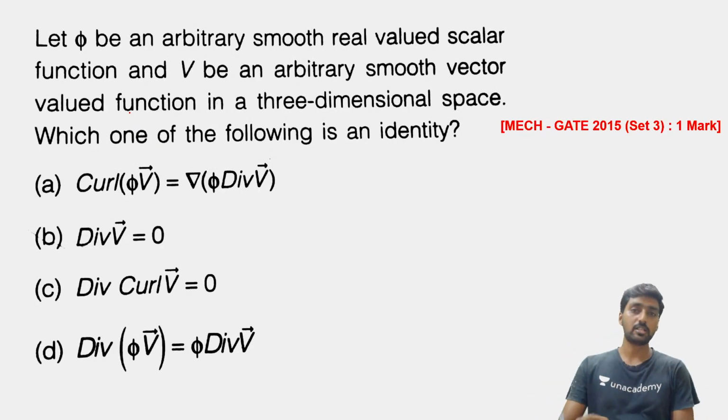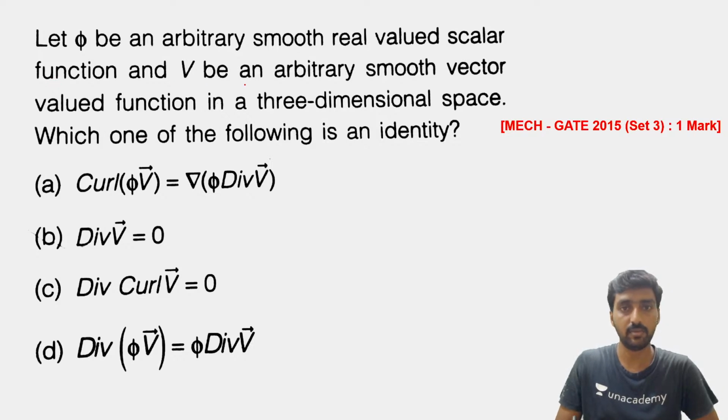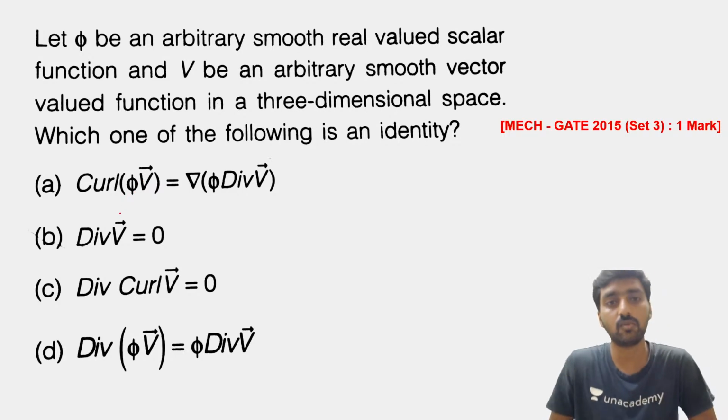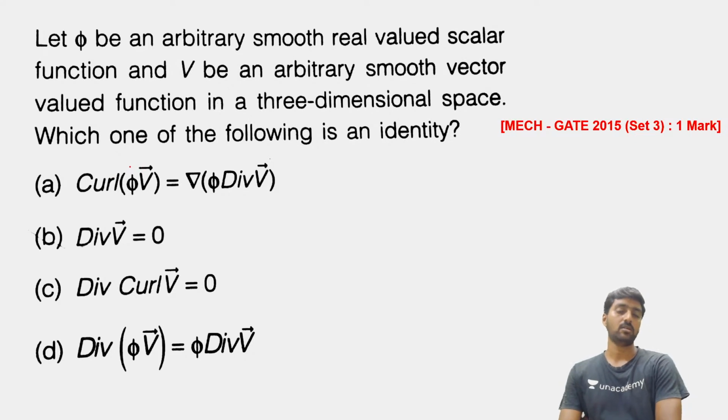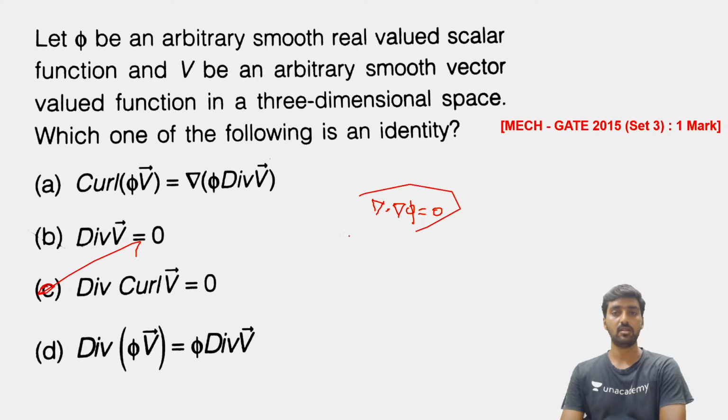Let phi be an arbitrary smooth real valued scalar function and v be an arbitrary smooth vector valued function in the three-dimensional space. Which one of the following is an identity? Curl of phi v vector is equal to del phi into... Divergence of curl of the vector is always 0. Divergence of curl of the vector always is equal to 0. It's option C.